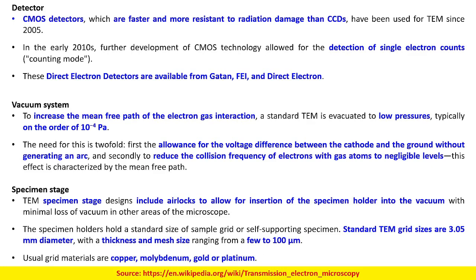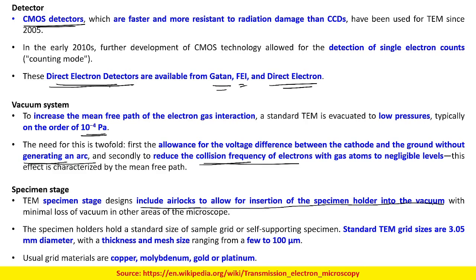Over here, as I told you, we use a CMOS detector, and these detectors are regarded as direct electron detectors. Okay, and these detectors are manufactured by Gatan, FEI, and Direct Electron. Then about the vacuum system, they have a vacuum system in the order of 10⁻⁴ Pascal. As I told you, there might be a generation of arc if there is no proper vacuum system, or there would be a collision of the electrons. Then the specimen stage includes air locks to allow insertion of the specimen holder into the vacuum.